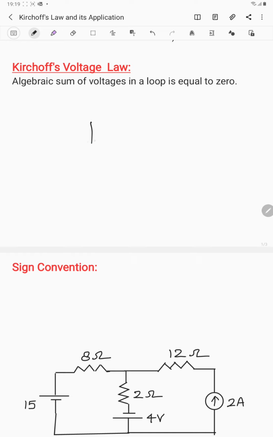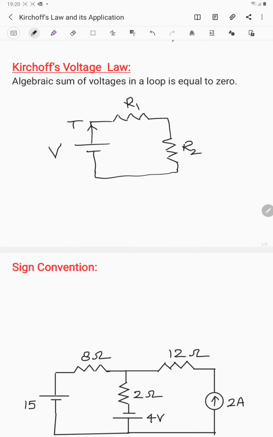So let's consider a loop: a voltage source, a resistor, and another resistor. Let this resistor be R1, let this be R2 and let this be a voltage source V. I assume that the current I is flowing like this.